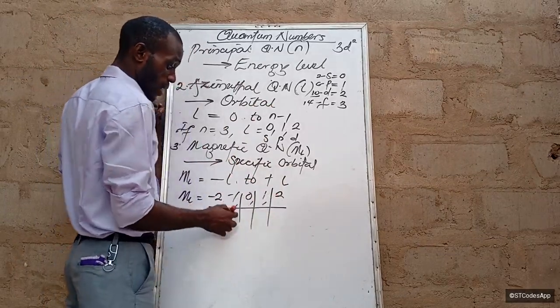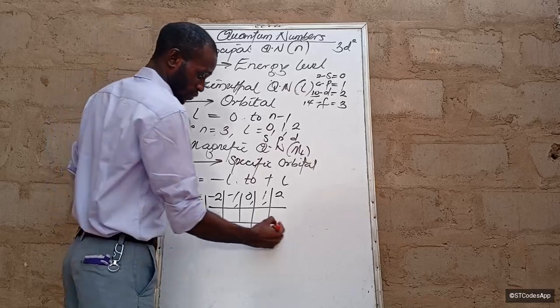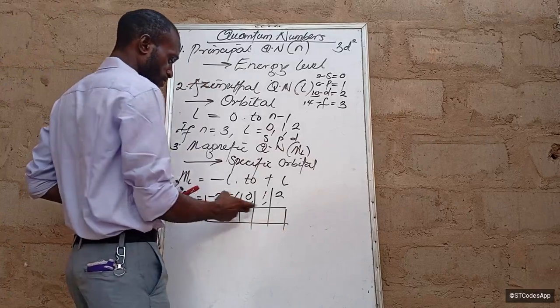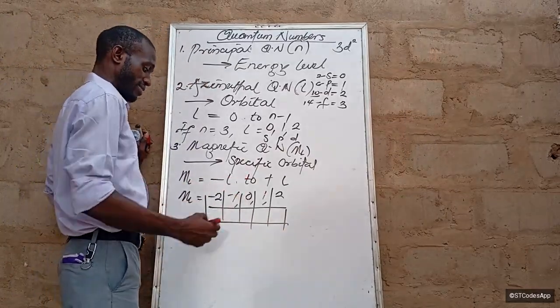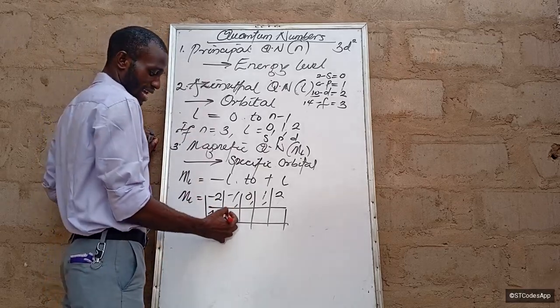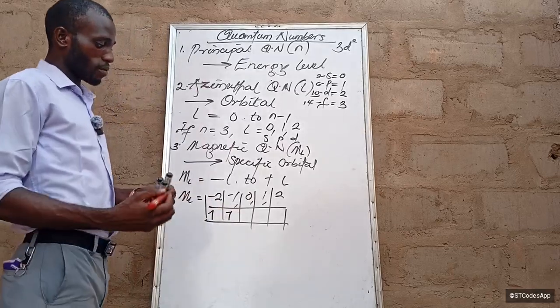I'll link the video where I discuss their concepts in full. I gave you the formulas for each of these specific orbitals within the D. So now when you want to fill it here, you fill 1 and 2. This is the second orbital.